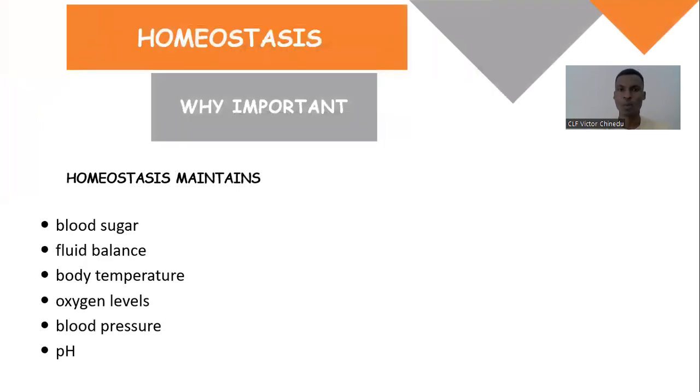So why is it important? Why is homeostasis important? Like we discussed earlier about the internal milieu, the internal environment, we said the cells of our body are bathed by fluids. And in these fluids, we have variables, we have factors that are at play here. Factors like blood sugar, factors like fluid balance, temperature, oxygen levels, blood pressure, pH. These are examples of factors that homeostasis maintains.